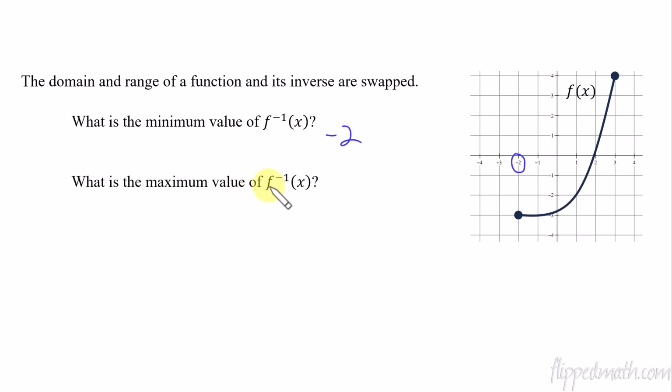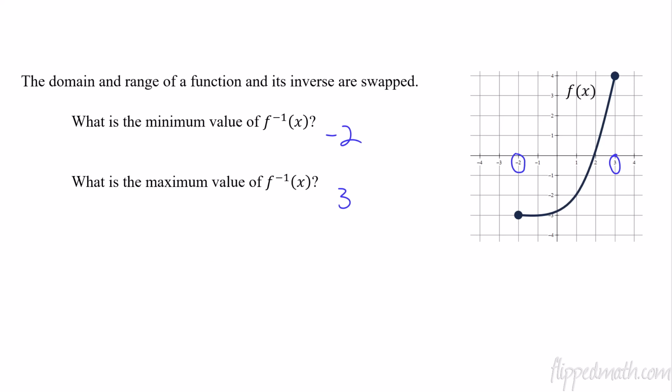So what's the maximum value of the inverse? Well, the highest y value of the inverse is the largest y value of the original function. X value, sorry, I keep saying the wrong thing. Largest x value of the original function, which is 3. So that one is 3. The maximum of the inverse is 3. Okay, so domain and range get swapped, just like x's and y's get swapped.